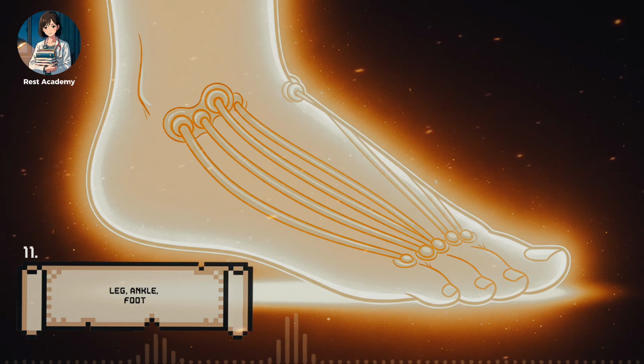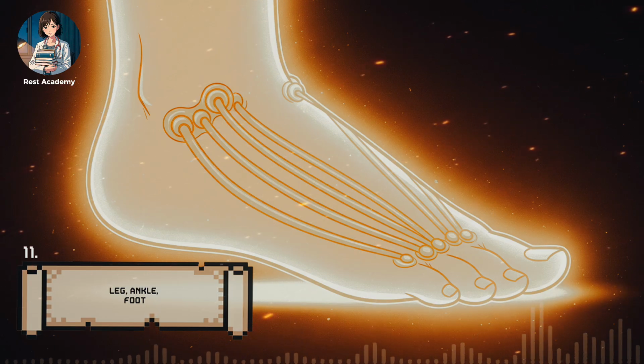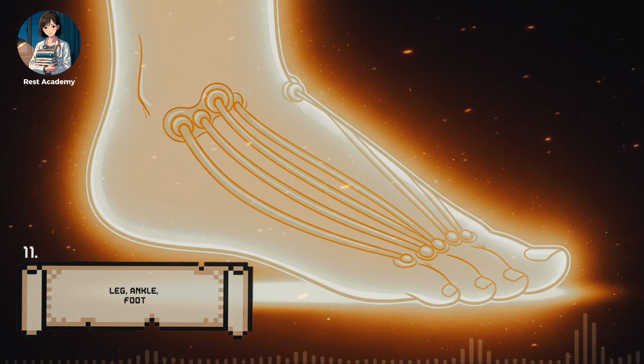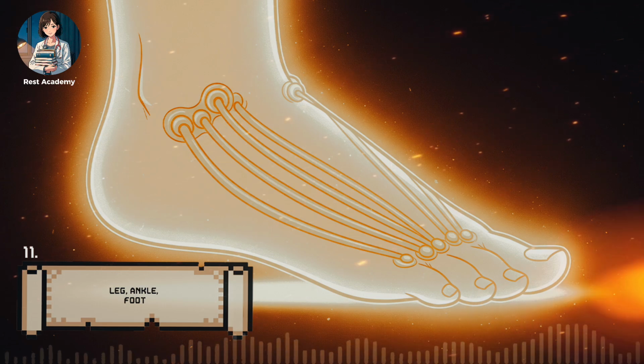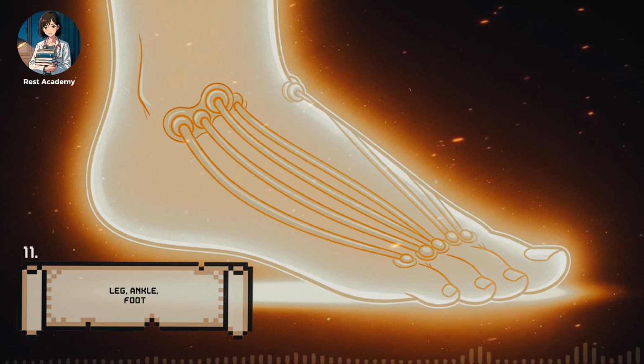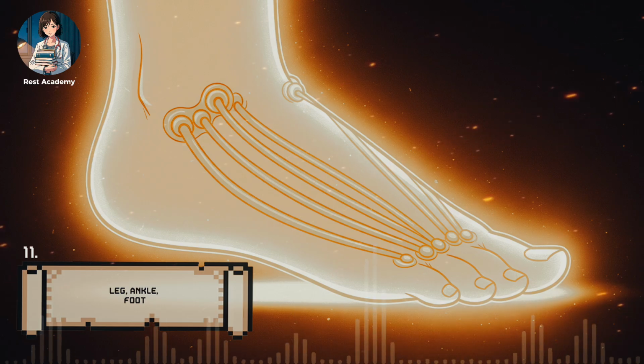In pronation, rear foot eversion with forefoot abduction and dorsiflexion, the midfoot unlocks for shock absorption. In supination, rear foot inversion with forefoot adduction and plantar flexion, it locks for a rigid lever at push-off. This changeable stiffness is the foot's core trick, a soft landing, a stiff departure.